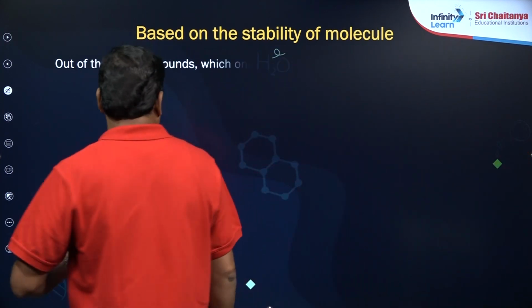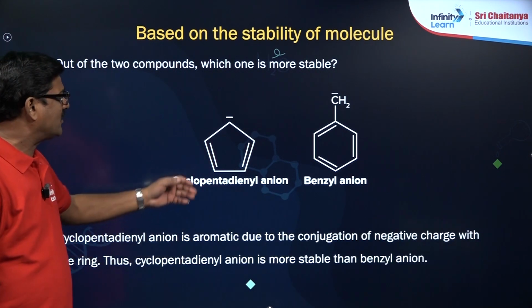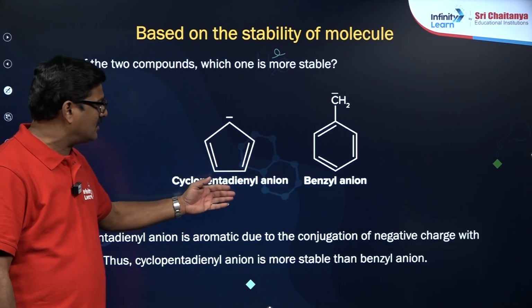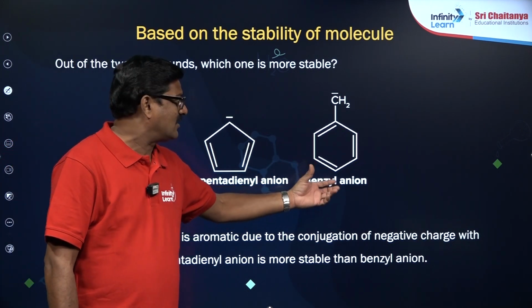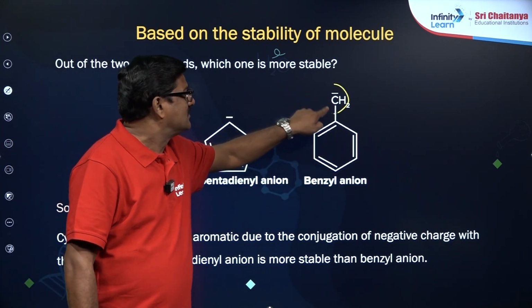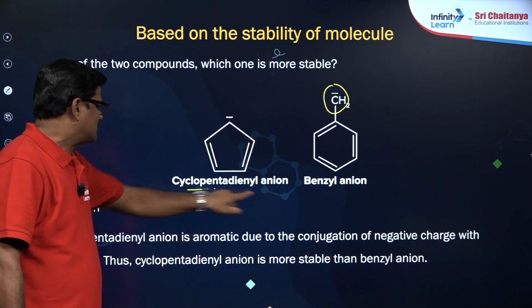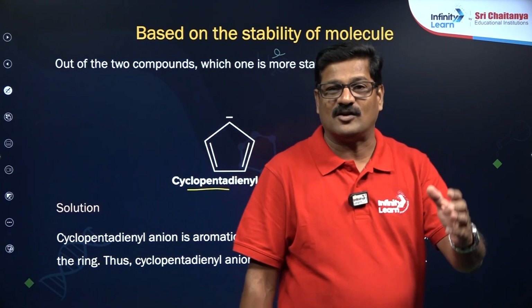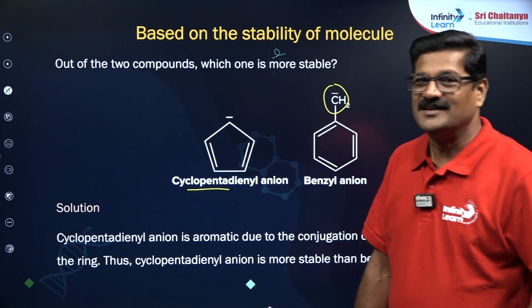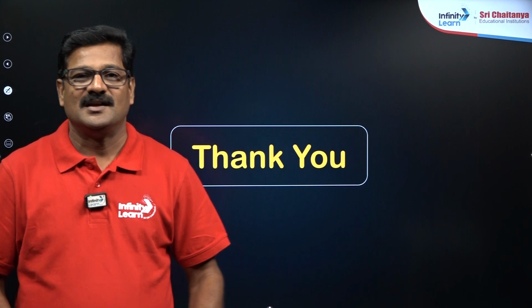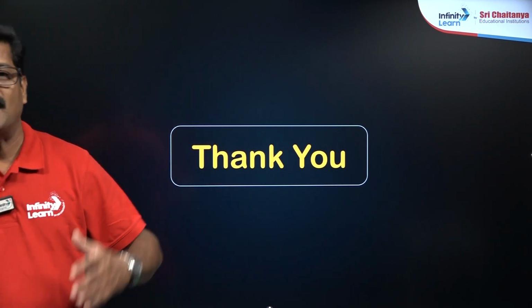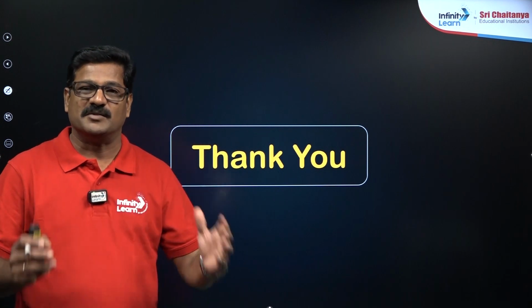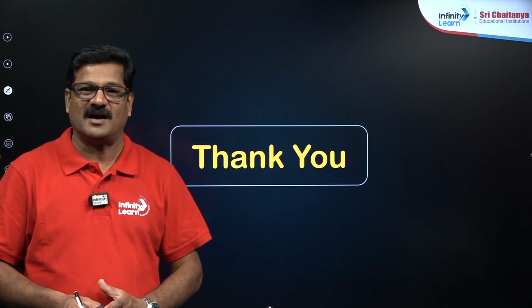And one more question before we close this. Cyclopentadienyl anion is aromatic, whereas benzyl anion is not aromatic. So due to aromaticity, the cyclopentadienyl anion is going to be more stable. So in today's class, we came across aromaticity, non-aromatic and anti-aromatic, and how these concepts are applied to look at the stability of molecules or ions.